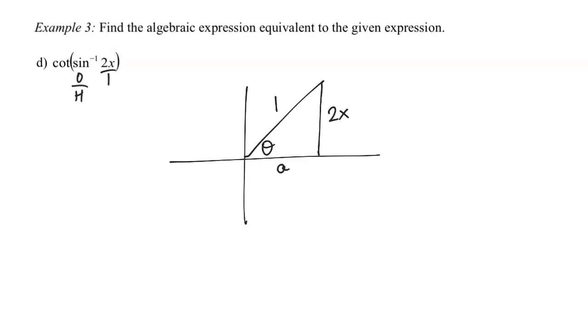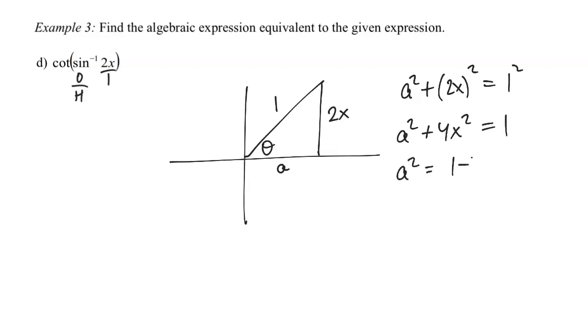Now I'm going to call this bottom side a just as a filler for now so that I can use the Pythagorean theorem to solve for a. And so this is going to be a squared plus (2x) squared is equal to 1 squared. And I know that the quantity 2x squared is really 4x squared, so a squared plus 4x squared is equal to 1. And so then subtract 4x squared so that you get 1 minus 4x squared, and then take the square root, which is going to give you the square root of 1 minus 4x squared.